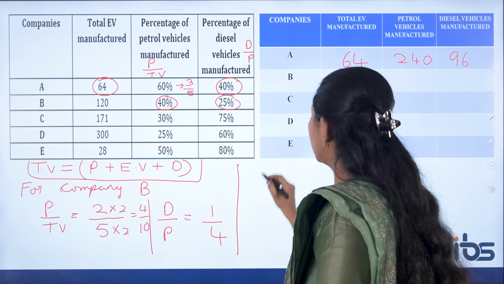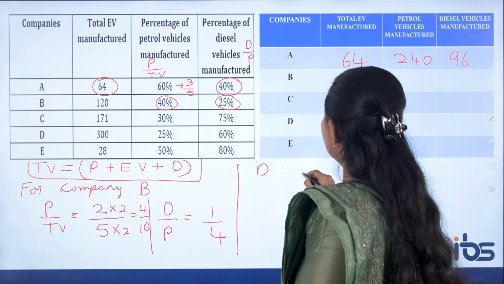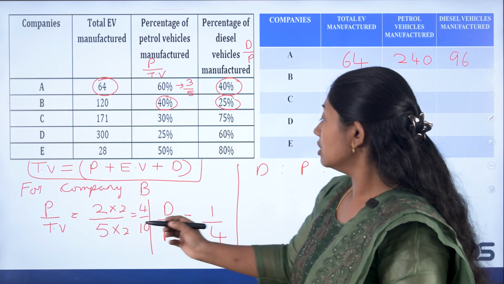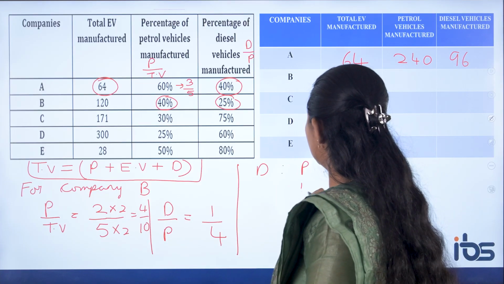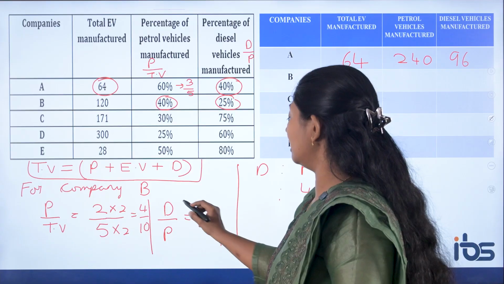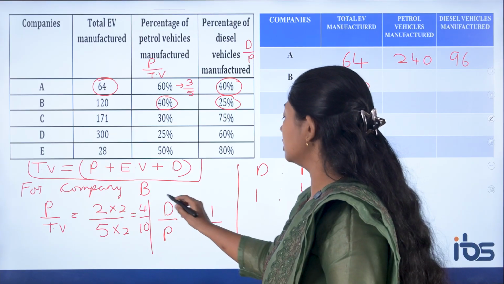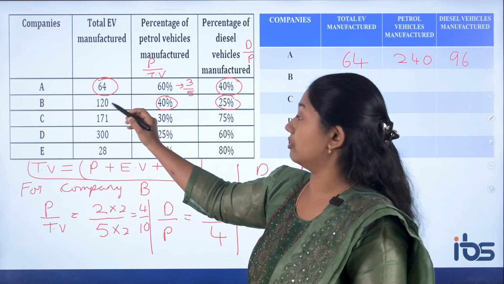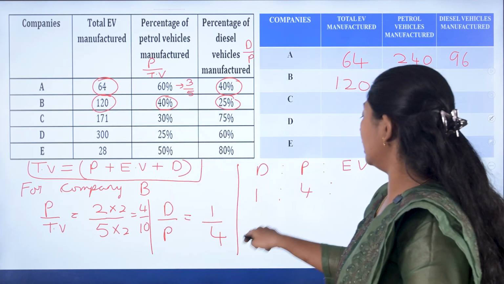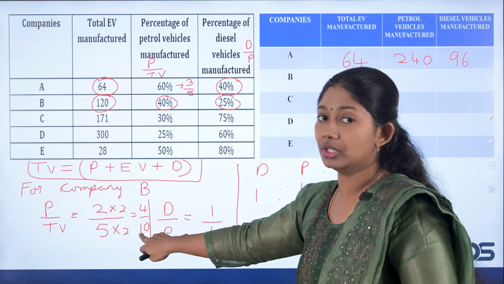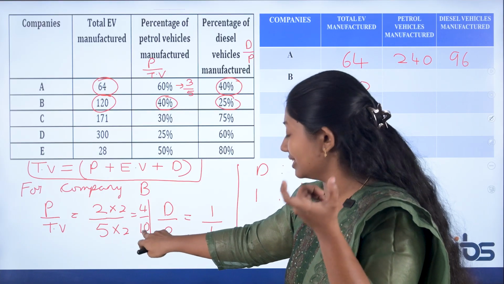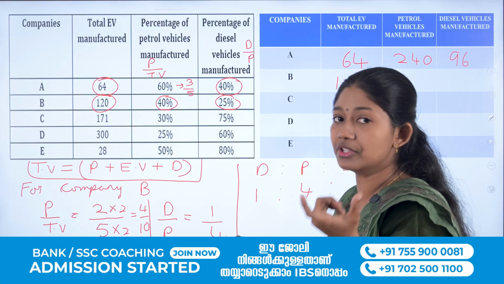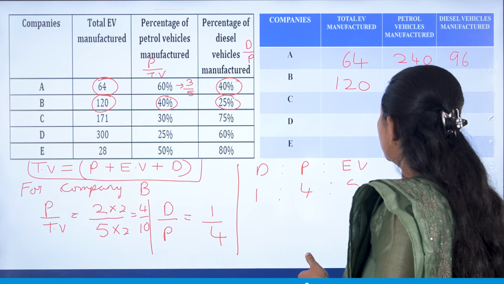So from this, if you write the ratio of diesel to petrol to EV, what is it? You have petrol 4 units. So what is the diesel? Diesel is 1 unit. So what is EV from the ratio? Already this is 10. So 10 is the total vehicle units, 10 units minus this 4 plus 1, 5 units. So altogether, 5 units is EV.